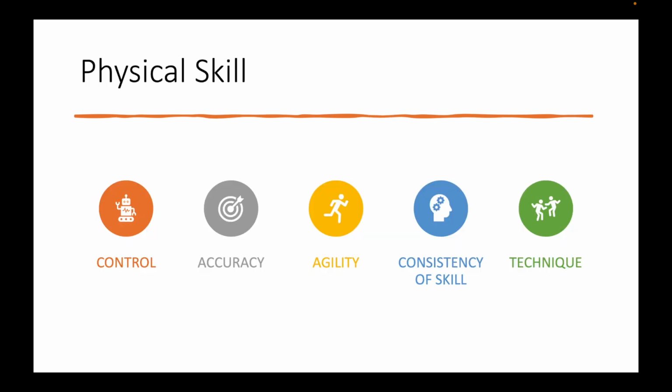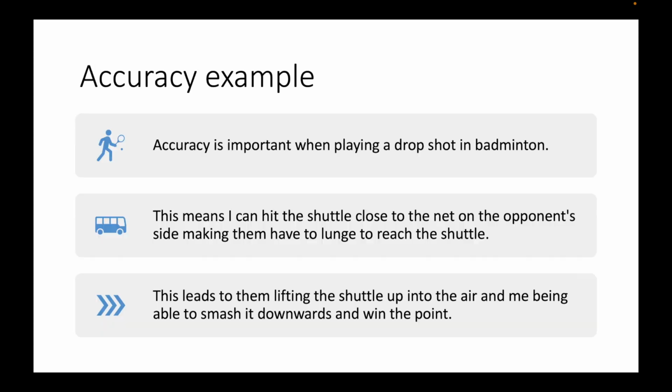We're now going to have a quick look at physical skill sub-factors: control, accuracy, agility, consistency of skill, and technique. The first example here comes from badminton, and this is to do with accuracy. So accuracy is important when playing a drop shot in badminton.